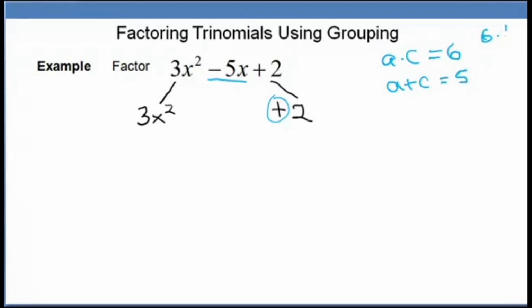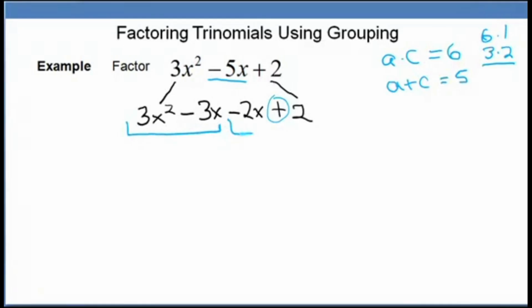So 6 and 1 or 3 and 2. This time you're going to need the 3 and 2, and they're both going to get a minus. So we'll do a minus 3x. Each one will get an x. And a minus 2x. Double check. These should combine to give minus 5x. They do. So now we have a problem with 4 terms. We will factor it by grouping.